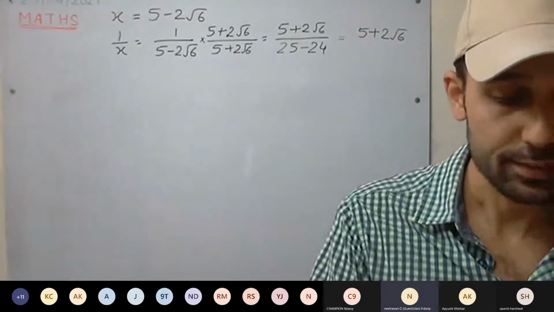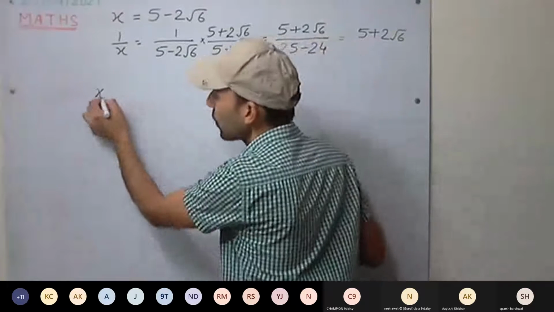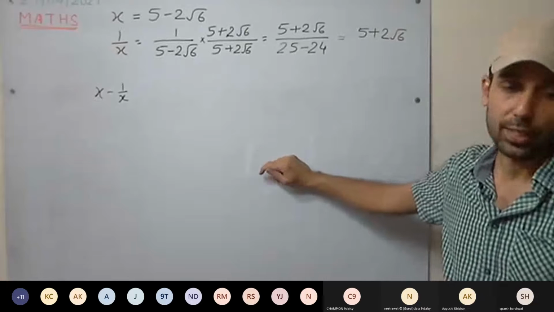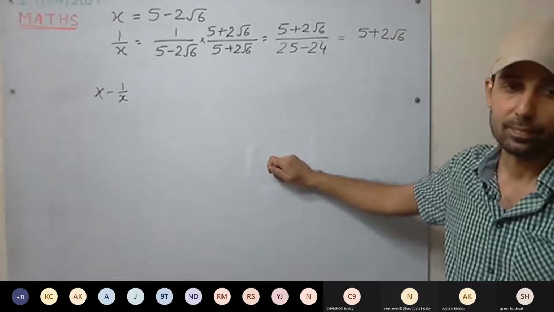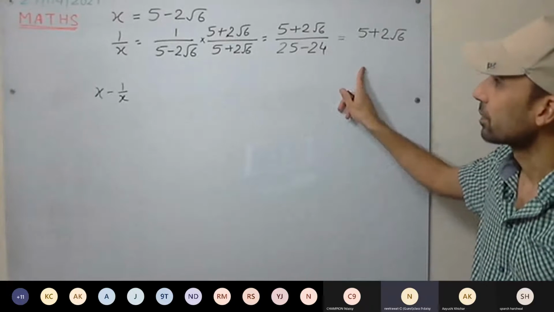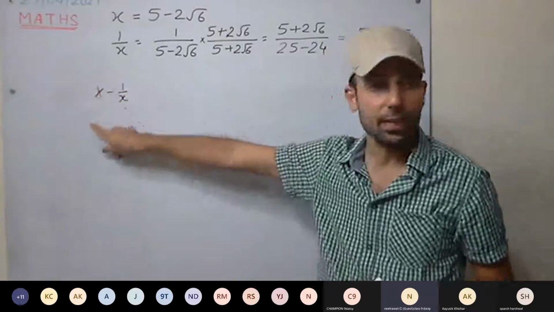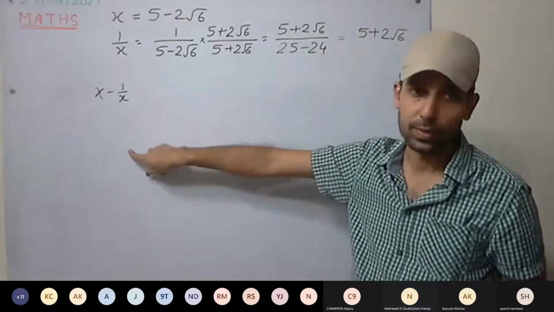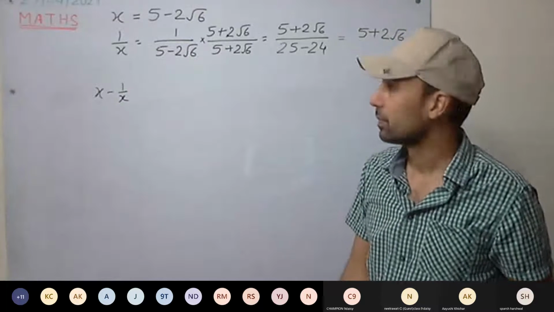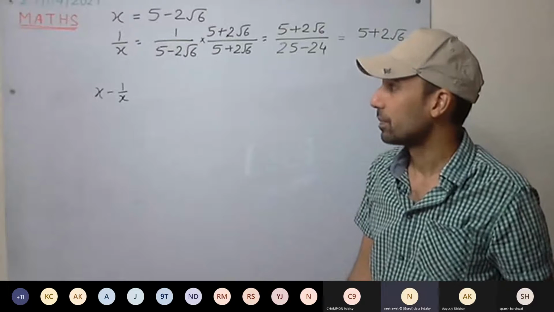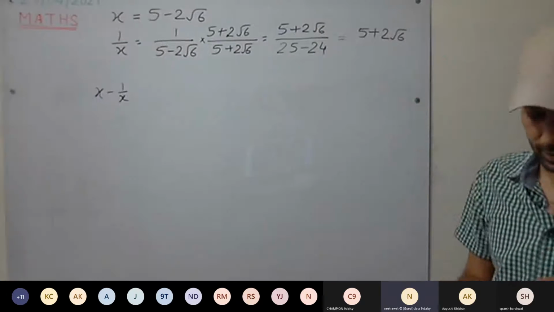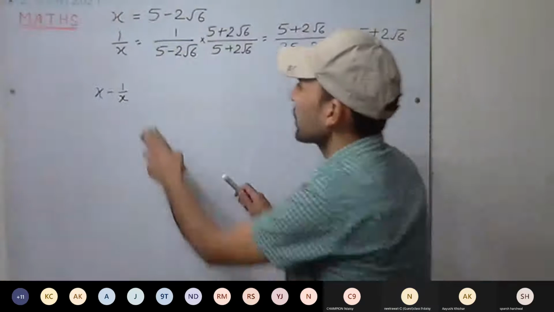Okay, we'll find then. We have found x minus 1 upon x. Okay, then this is 5 minus 2 root 6, and 5 plus 2 root 6. We have calculated its value. Then what we are going to do? Then what we have to do? Put the x value and the 1 upon x value. Okay, see here, what we have to calculate?